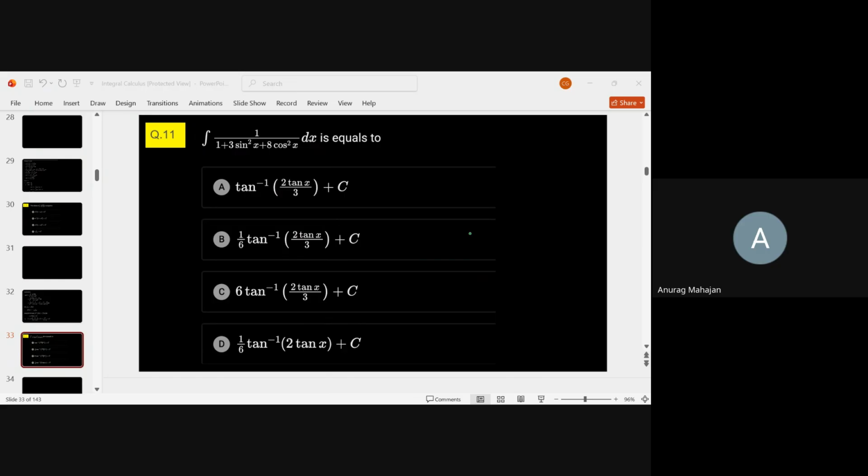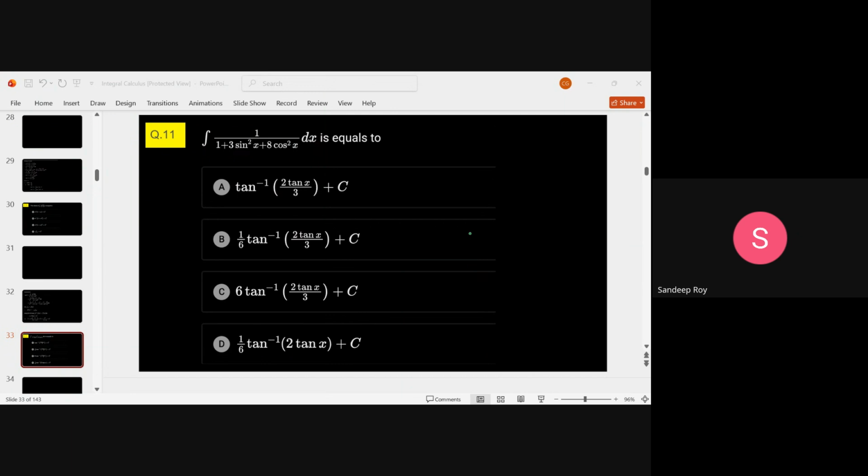So option B. Someone has said option B. Which option is correct? Option B or D? Can you type once? Yes, sir. Okay, it will be option B itself, right? So any idea how to solve the others?